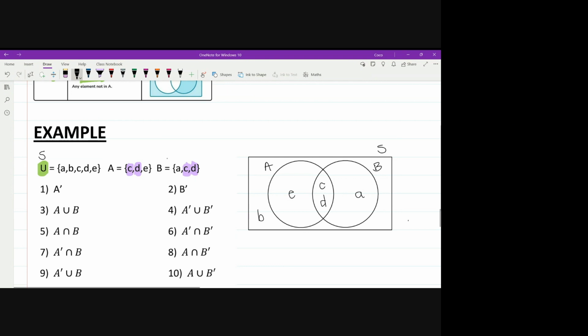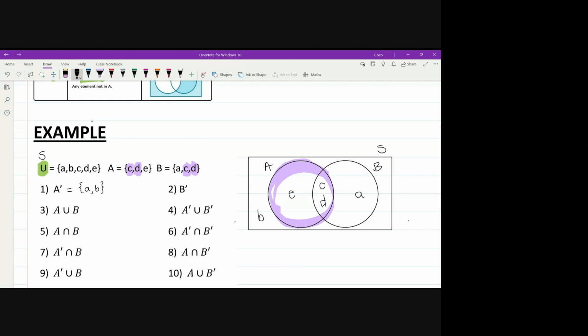Okay, now let's talk about what they want from us in the questions over here. The first question says A apostrophe. What does the apostrophe mean again? Do we remember? It means not. So they want everything that is not in A. We're going to put a circle around A and look at everything that is not in A. So not A is going to be a set with just A and B in it.